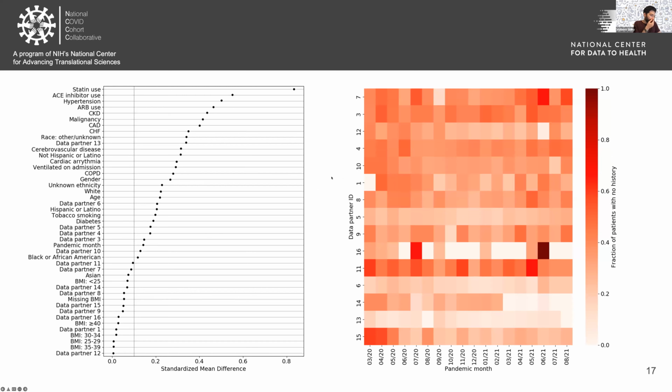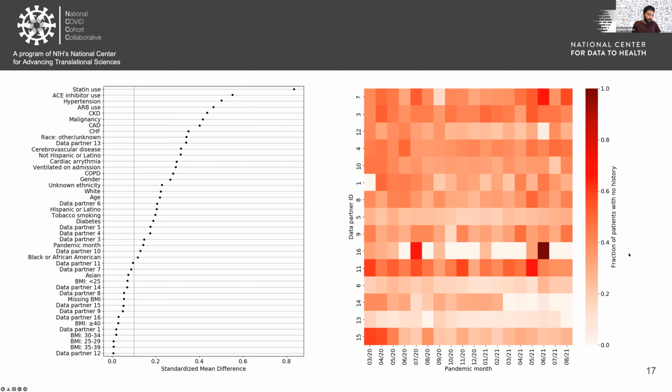This dives a little more into the EHR continuity. Here we're looking at the standardized mean differences between patients with no prior history and with some prior history. The largest differences are essentially cardiovascular disease related, either treatments like statin use or ACE inhibitors, or actual chronic conditions like hypertension. And once again, to really highlight that, looking at things multidimensionally, like looking at joint distributions, is very important.